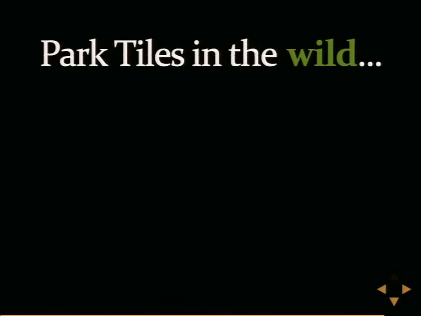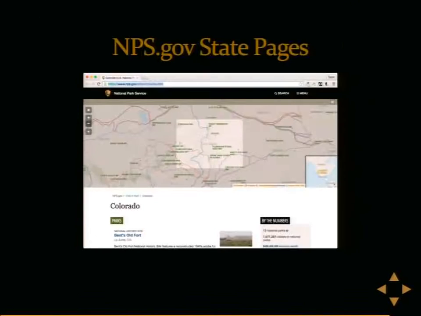So I just want to wrap up by showing you what this looks like out in the wild. Currently, if you go to nps.gov state pages, every state has a page like this, and you see Park Tiles at the top. It's an interactive map. If you click on any of the parks, there's a connection between those and that park's information on the page. So these are super high traffic pages. We're getting millions of views on these every month, and that's Park Tiles out in the wild.